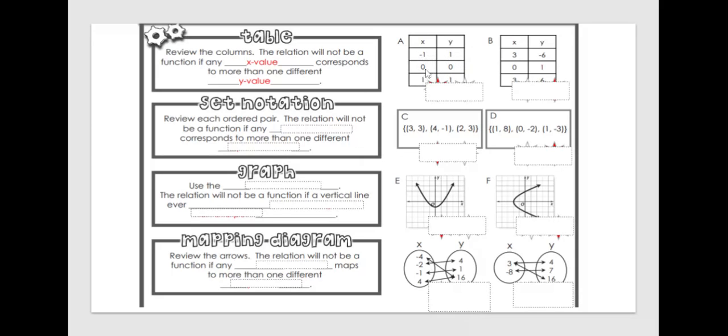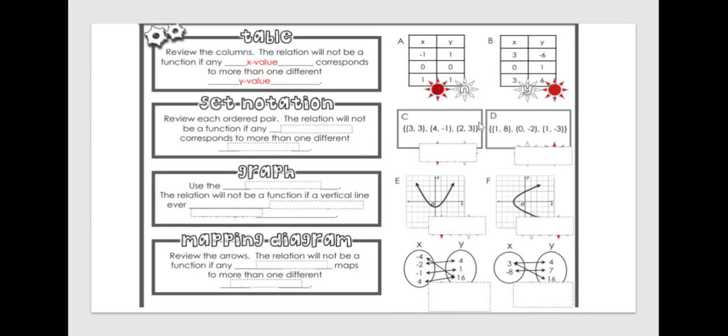So none of these x's repeat. The y's repeat, and that's okay, but none of the x's have more than one. So yes, this is a function. Let's look at B. So 3, the input, has a -6, but if you graph this, it also has a +6, and that will make this not a function. So you're looking to see if the x's repeat and they have more than one y value.